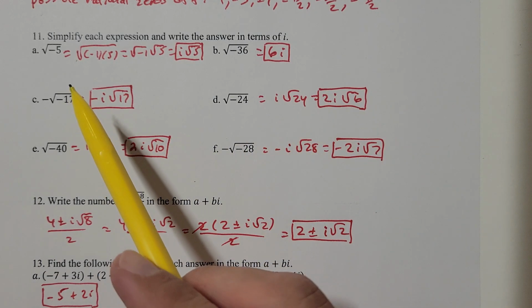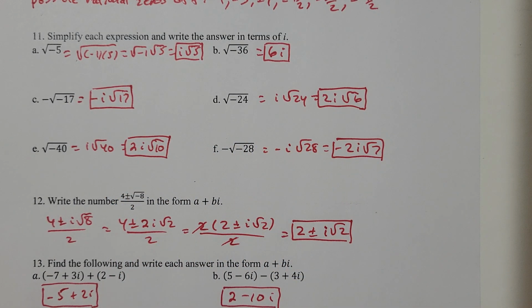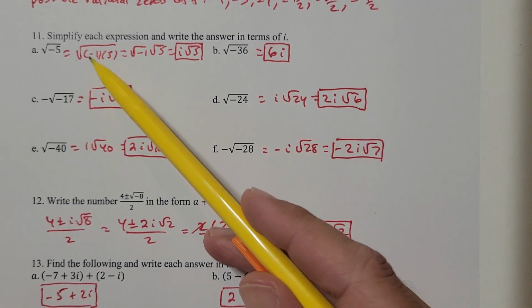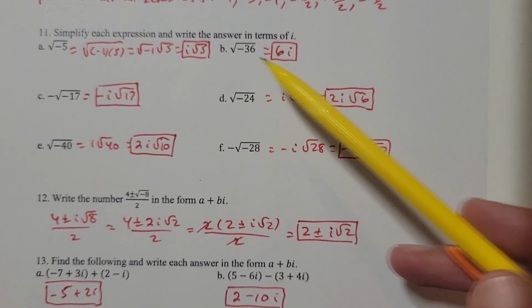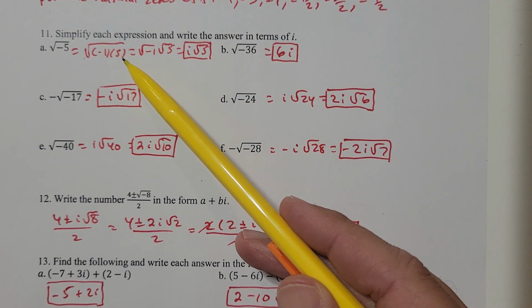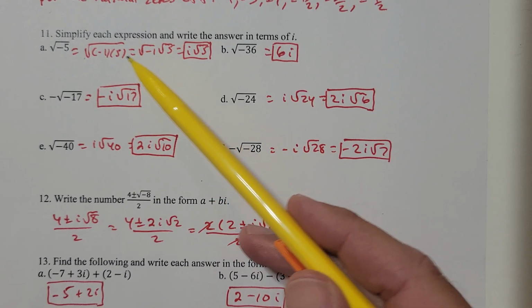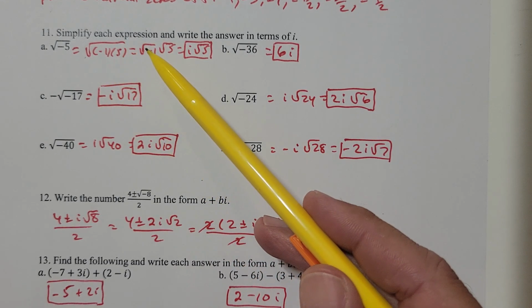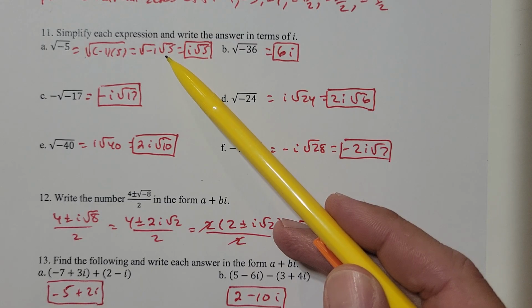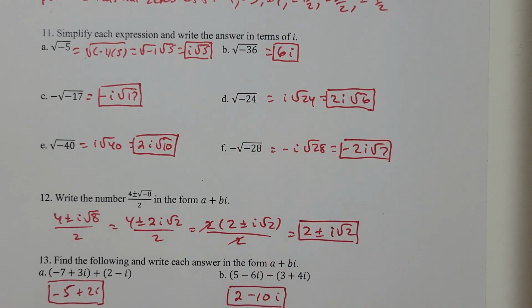So the square root of -5, that's not a real number, but that's an imaginary number. So I got the square root of -5 is the same as -1 times 5. And by my rules of radicals, I can split the radical into two radicals and say this is the square root of -1 times the square root of 5. Now the square root of -1, that's what we're calling i. So i root 5, that would be the same thing as the square root of -5.